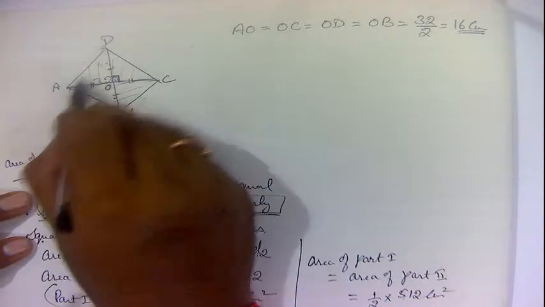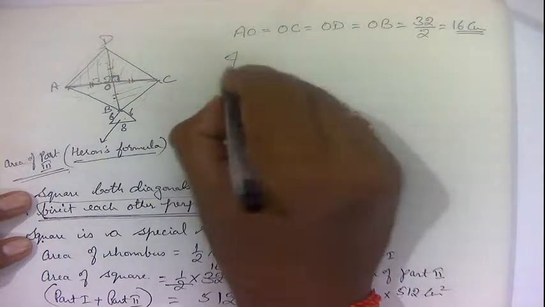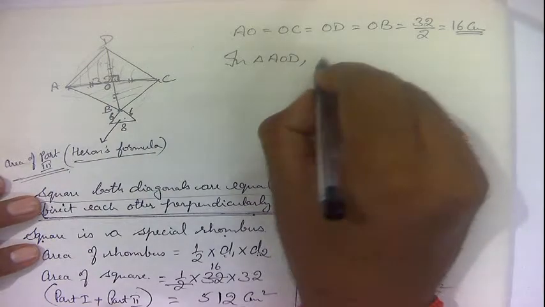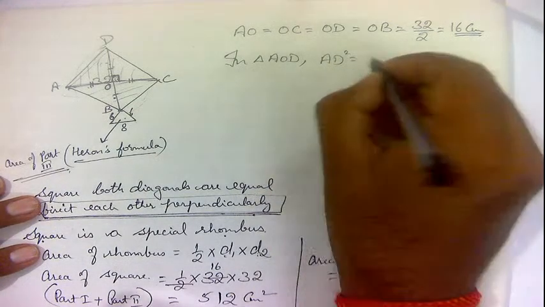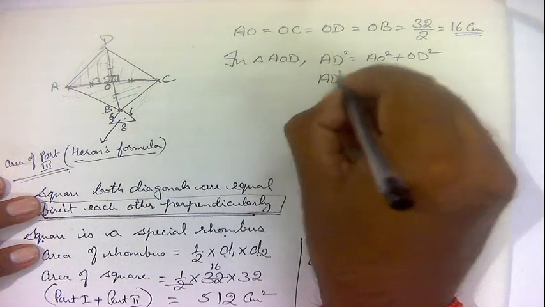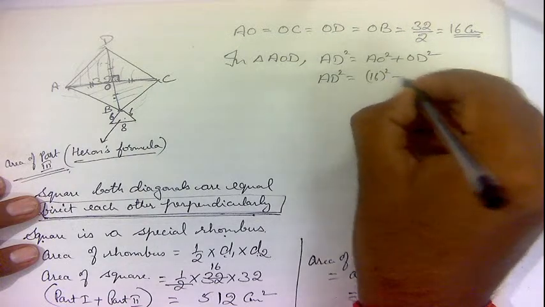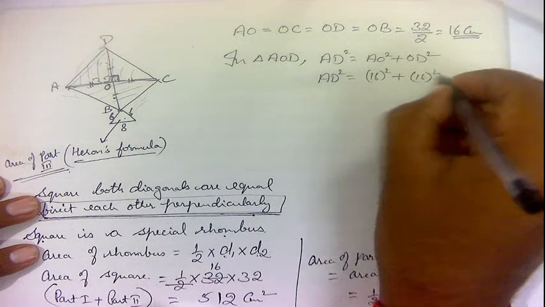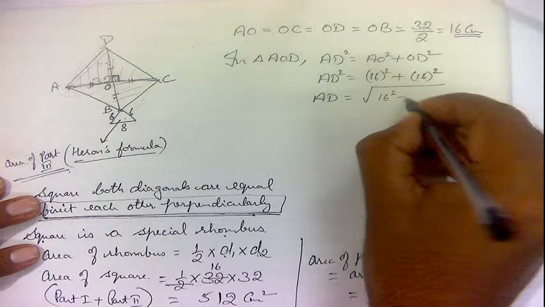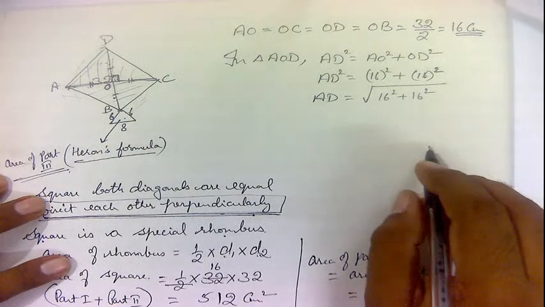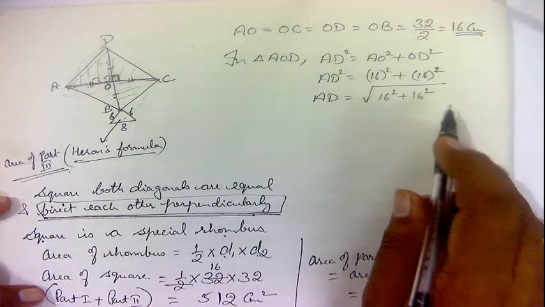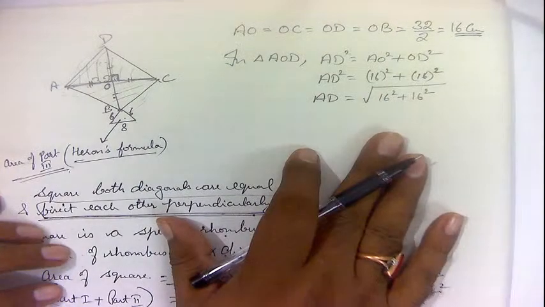Now each one is a right triangle here, and in a right triangle you know to use the Pythagoras theorem, which is also known as Bodhayan theorem. You get AD squared equals AO squared plus OD squared. And AD is the side. So you can find the side here: 16 squared plus 16 squared, and take the square root of it. So using this you can do it. Now this is up to you how you do it.